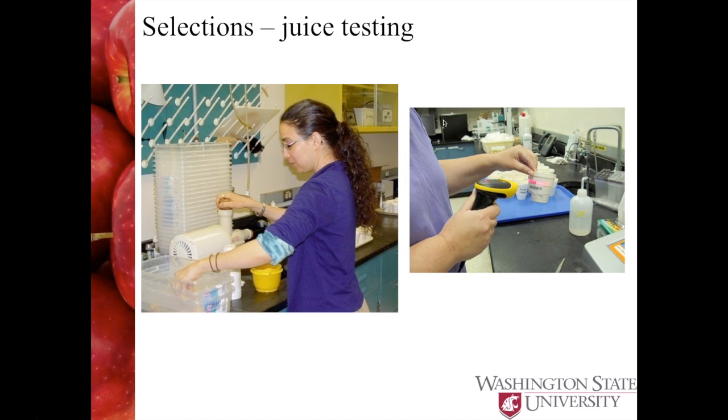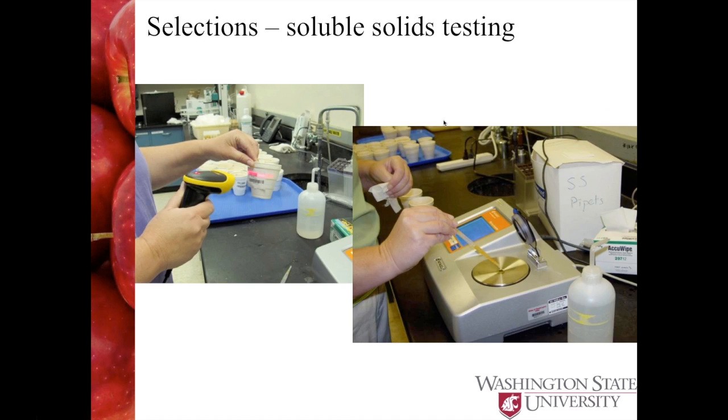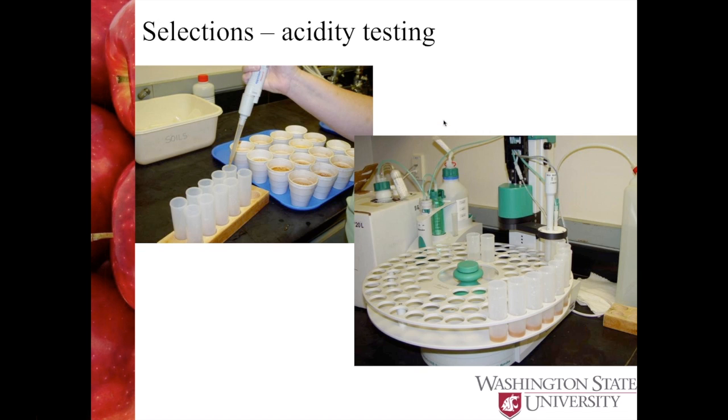We also then take sections of the apples and juice them, again using the barcodes to keep track of everything. And we test the juice for soluble solids content to give us an indication of sweetness. And we also use titratable acidity to measure the acidity of the juice, obviously. And if you choose, you can actually store that juice in the freezer until you're ready to do it.